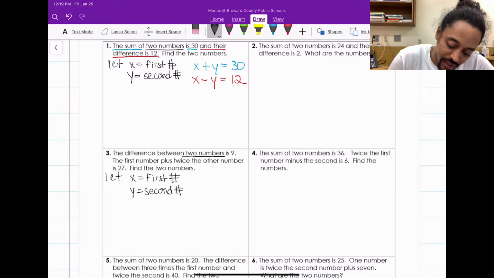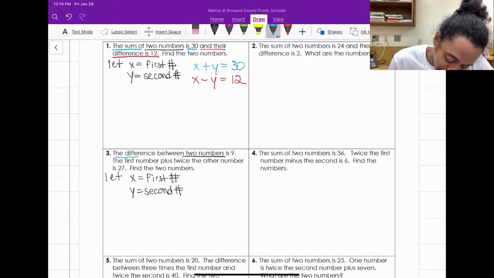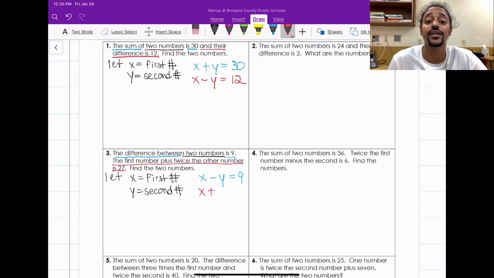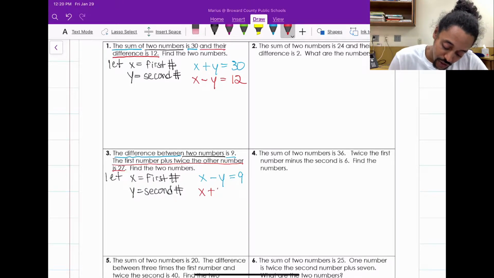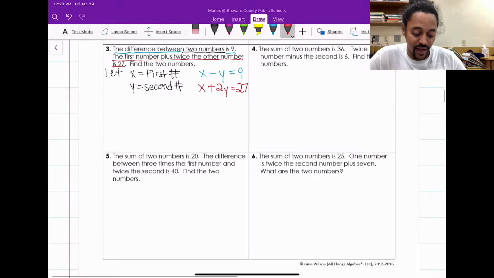And now we can go ahead and begin to write our equations for our system. So it says first, the difference between two numbers is 9. So that means that x minus y is equal to 9. The next sentence tells us the second equation. It says the first number plus twice the second number is 27. So the first number is x plus twice the second number. Twice means 2 times. So 2 times y, or just 2y. And all of that should be equal to 27. And now we've done that. So that's number 3.